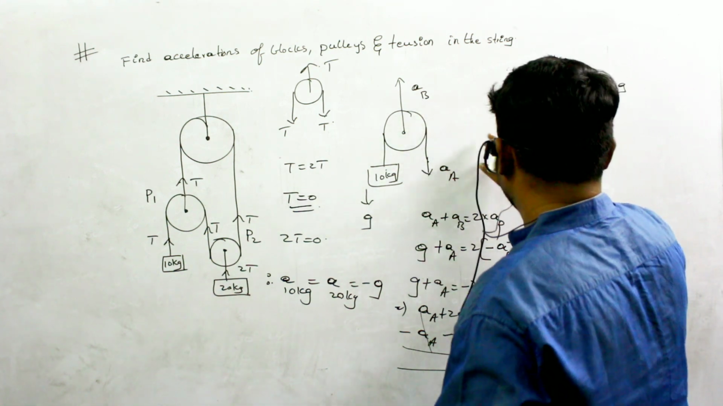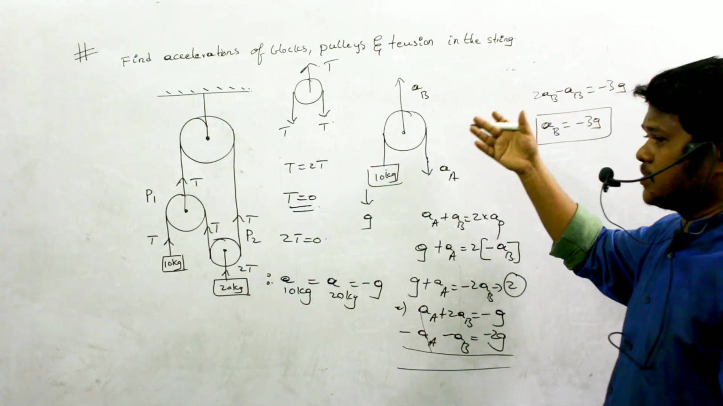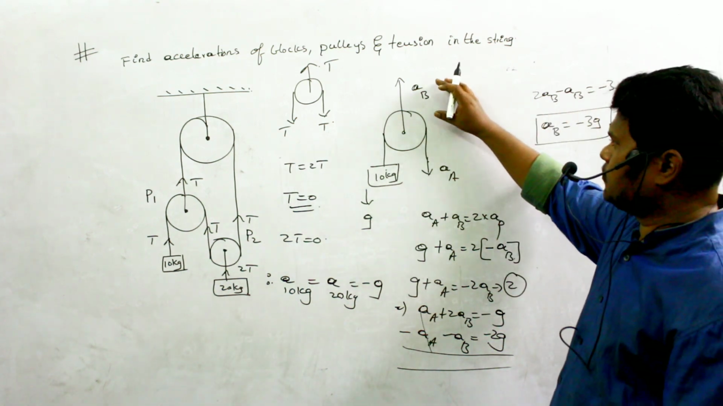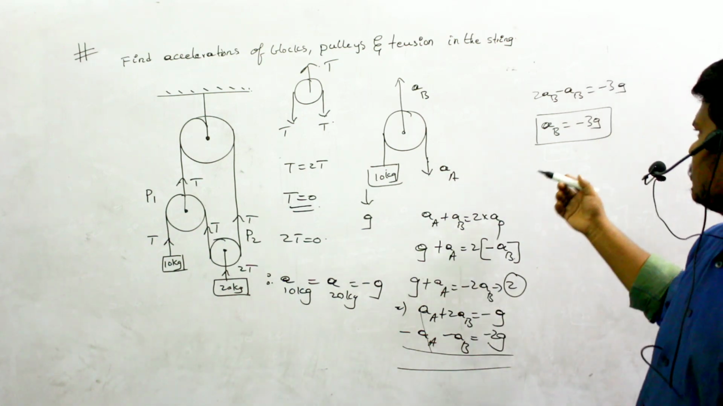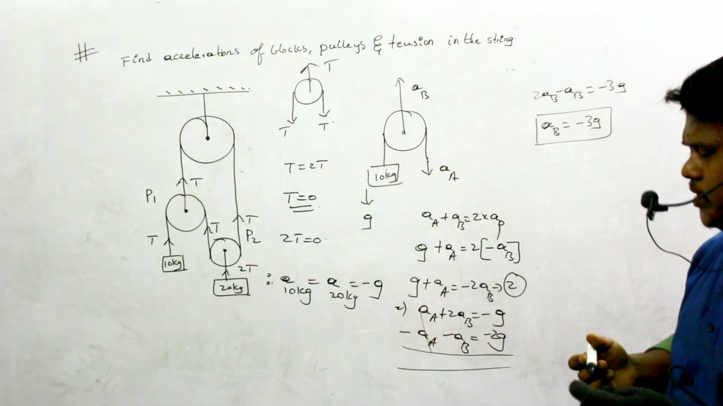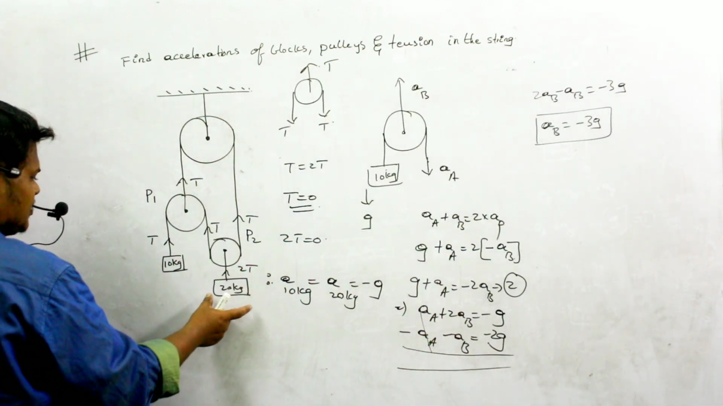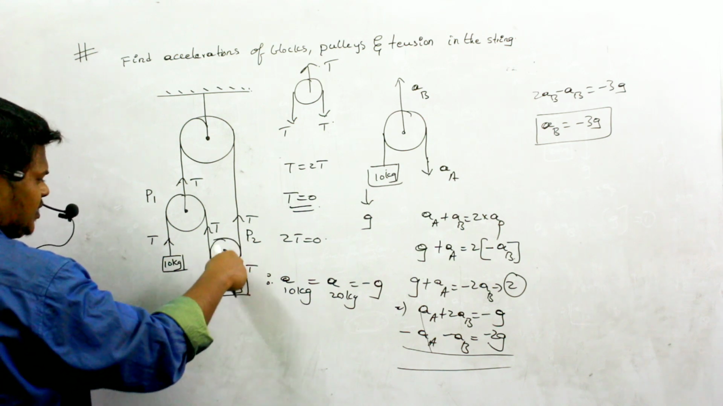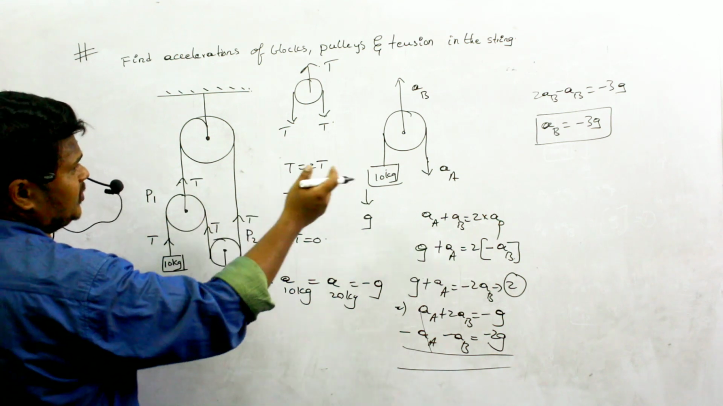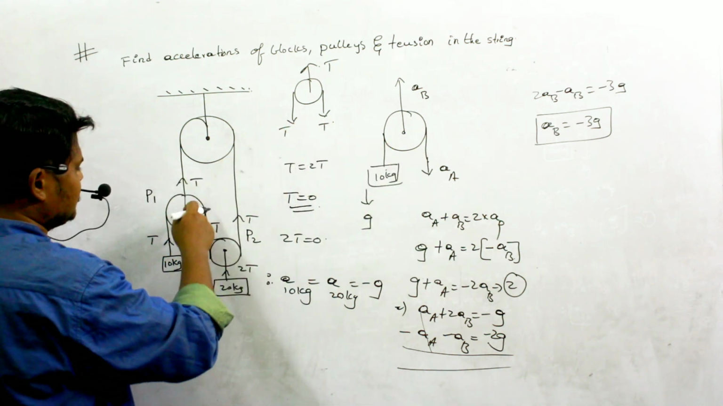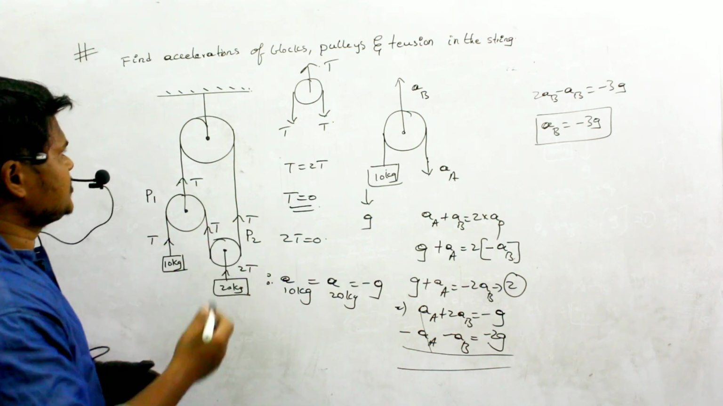So minus indicates that this AB is not directed upwards, it is directed downwards, because we have taken the downwards direction to be positive and the upwards direction to be negative. So these are the accelerations of the pulleys also. So therefore this pulley is coming down with an acceleration of plus G, and this pulley we got the answer as minus 3G, so therefore it is coming down with an acceleration of 3G. So these are our answers.